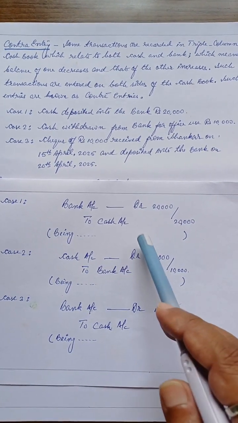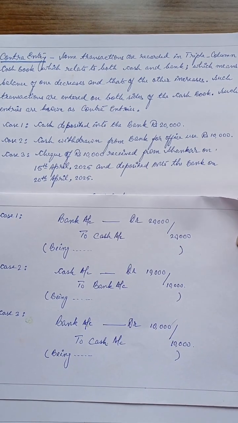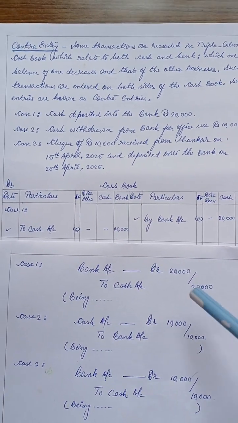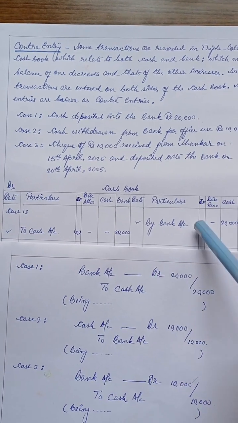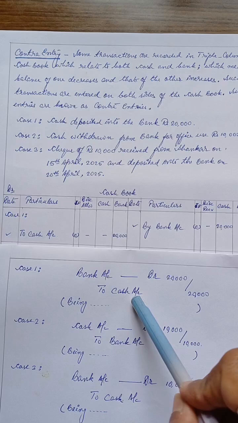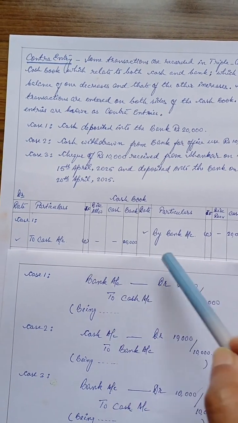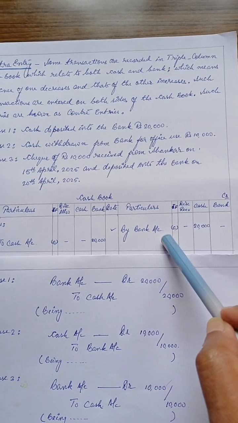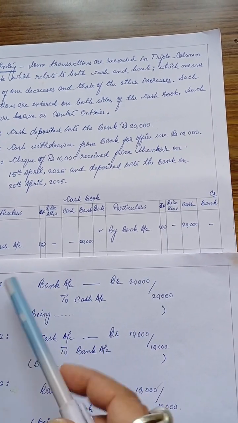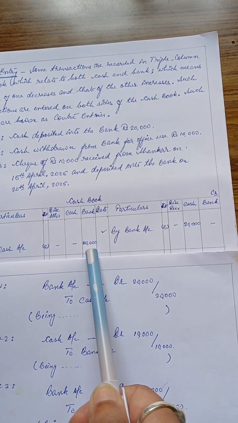If you know the journal, it comes out as bank account debit to cash. As we know, journal and the ledger are both opposite to each other. So here, as we see, the bank is on the debit, it goes straight to the credit side of the ledger. Cash is on the credit in the journal, it will go straight to the debit side of the ledger. So here we write by bank account, 20,000 will be under the cash column. To cash account, 20,000 will be under the bank column.